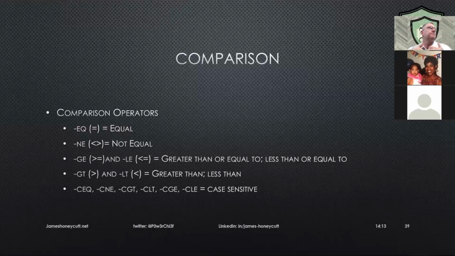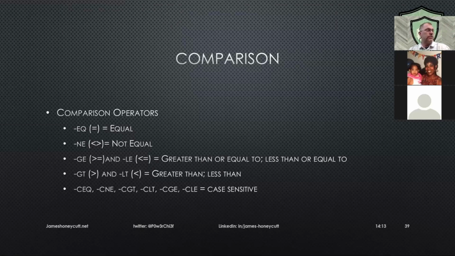Now, most of the time inside Windows, it is case insensitive, meaning it could be uppercase, lowercase, it doesn't matter. But if case does matter, you have to put a C in front of it. That'll kind of help narrow it down too. So if you wanted it to be equal to something, but it's case sensitive, you put a C. So -ceq is case sensitive equal to whatever. So that's kind of what these are talking about here.